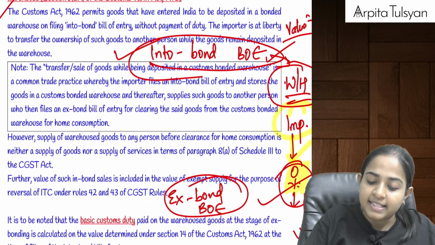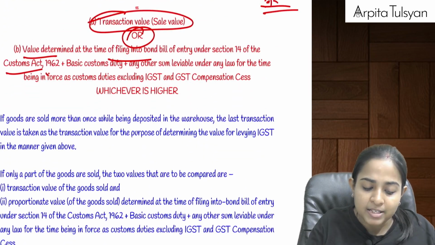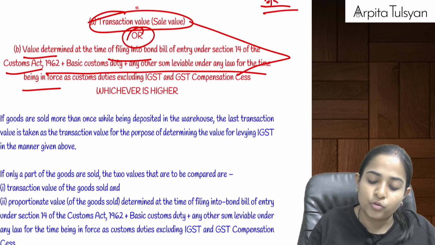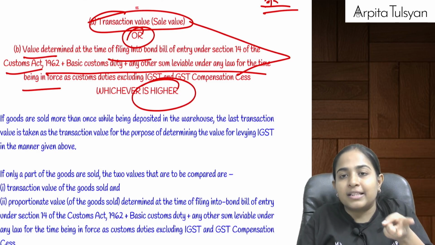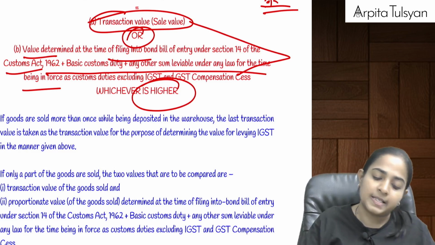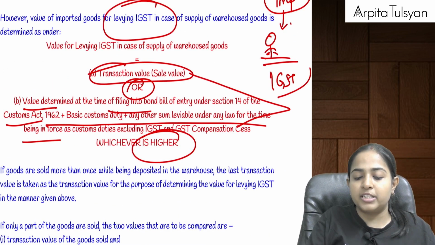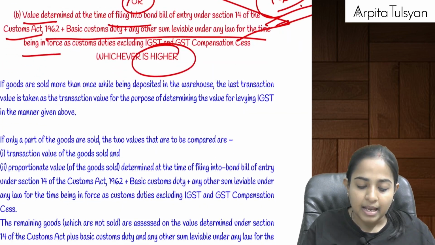When we file this into-bond bill of entry, I told you that valuation will be done. So that value plus all the customs duties, excluding the GST. Out of these two, whichever is higher. So either the valuation which was done at that time or the value at which I have sold it to the other person, whichever is higher, on this amount IGST or the GST compensation cess will be payable. Are you clear with this?